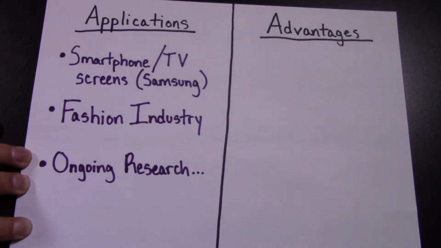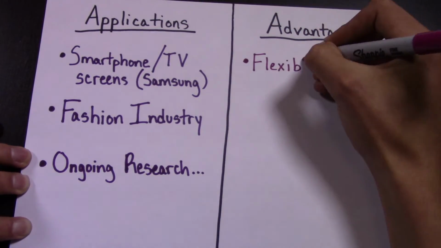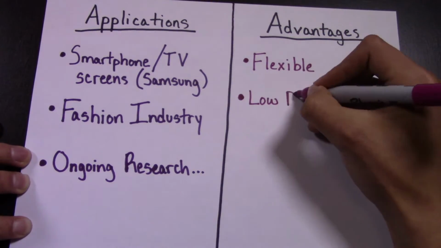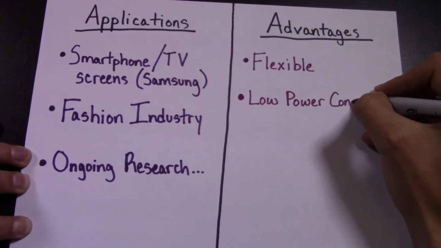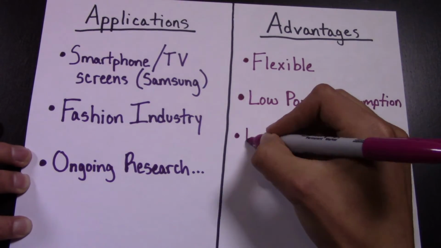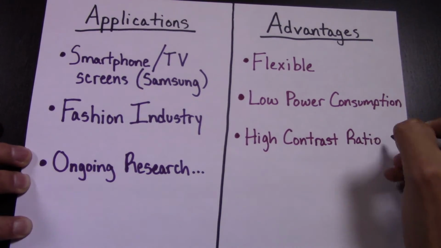In addition to being flexible, OLEDs have many advantages over other screen technologies. Because they are not backlit like normal LCD screens, they consume no power when displaying black and consume significantly less power when displaying most other colors. Further, they can attain a higher contrast ratio than LCD screens due to no backlighting.